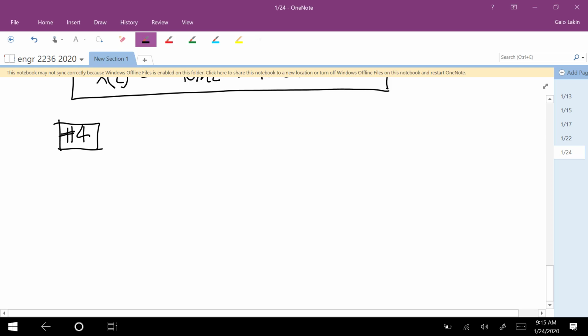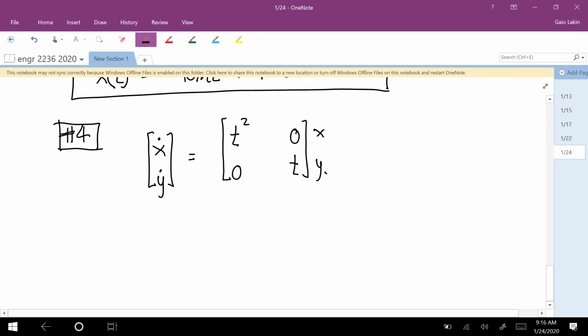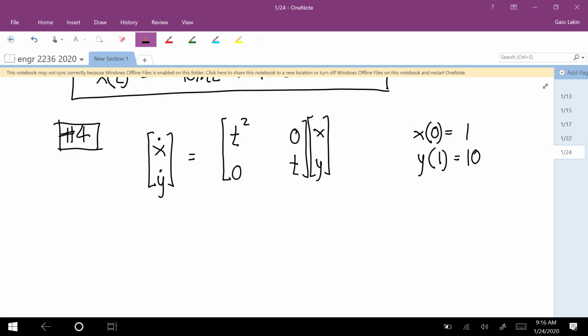Okay, so this one says x dot y dot is equal to t squared 0, 0 t times xy. And the boundary conditions are x at 0 is equal to 1, and y at 1 is equal to 10. This is a system of equations. You just have to know how to multiply out the matrix and the vector on the right side.